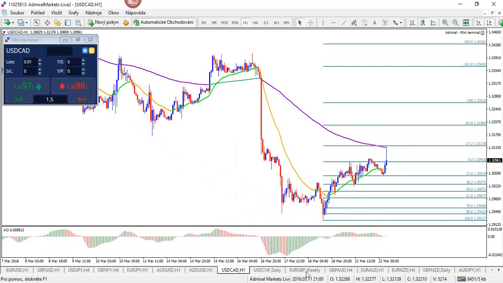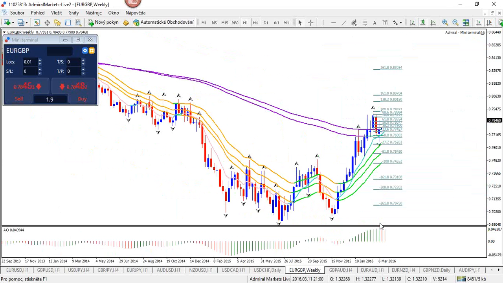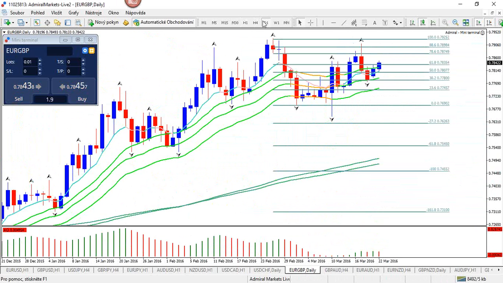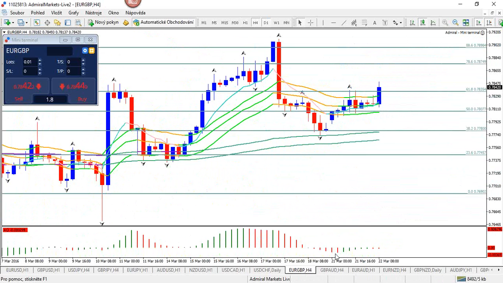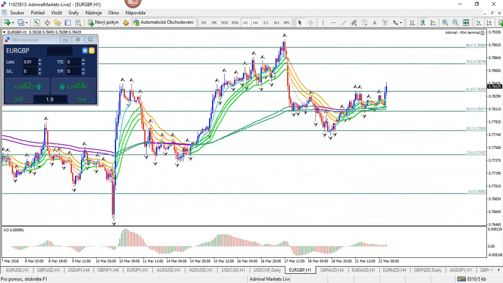Last but not least, the euro pound. Let's take a look. A bit messy. New Zealand looks a bit better, but this could continue higher as well. We have a good uptrend on the daily, but it's a bit messy at this moment. It doesn't look that great.